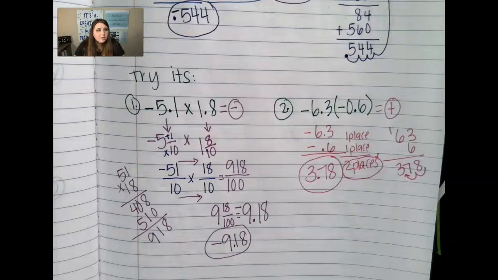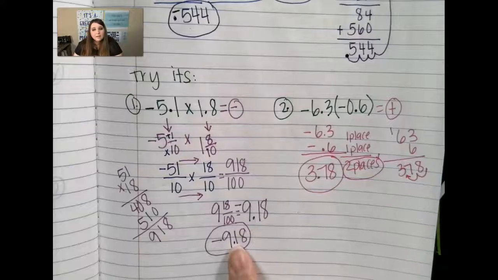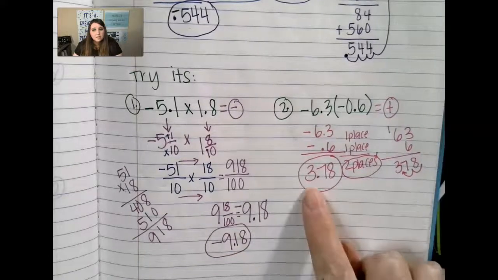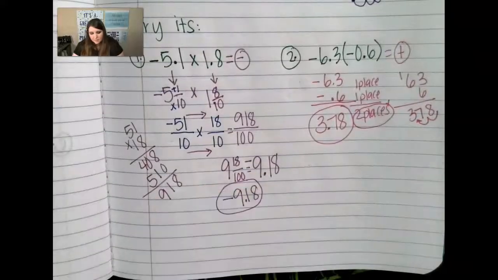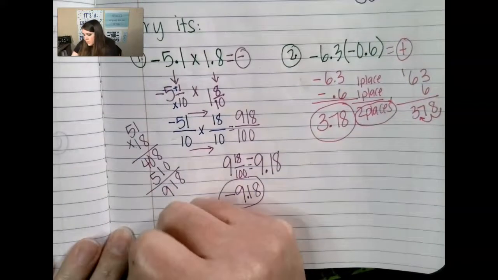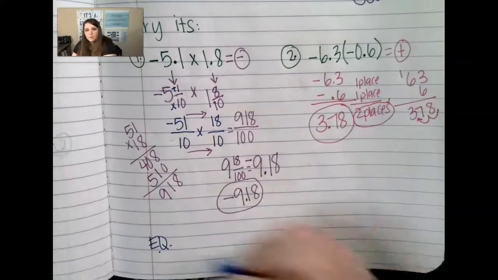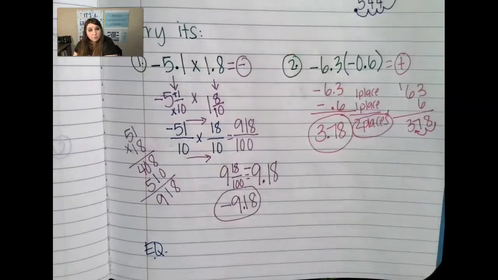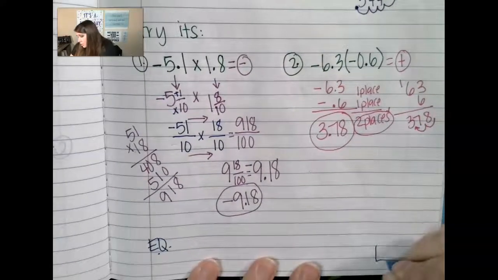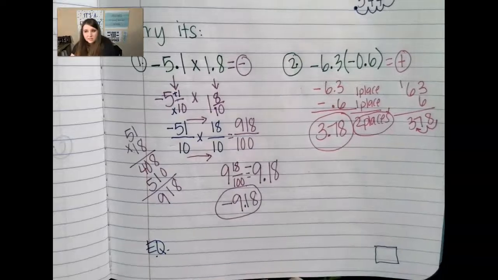All right, how did you do on solving these 2 try-its? Negative 9 and 18 hundredths and 3 and 78 hundredths. How did you do? And then go ahead and answer your essential question. How do we solve rational numbers when they have decimals? And then put your level of understanding out to the side.